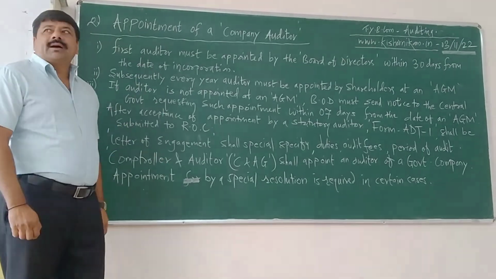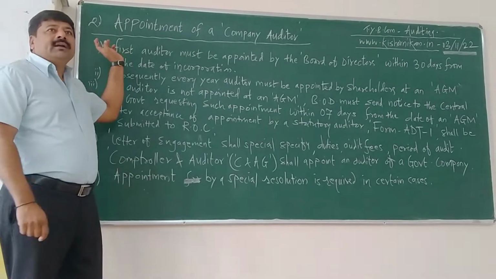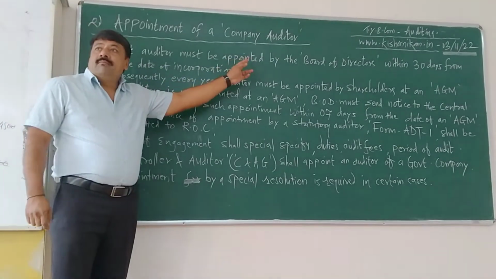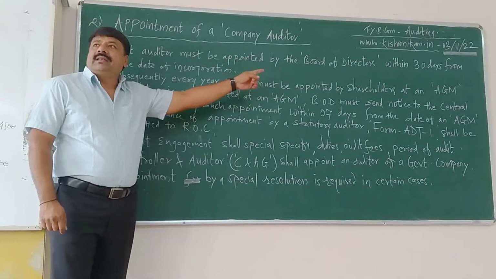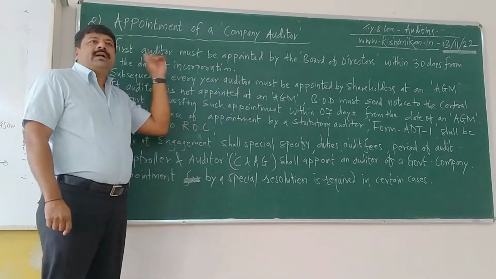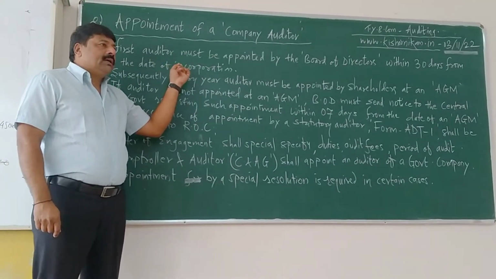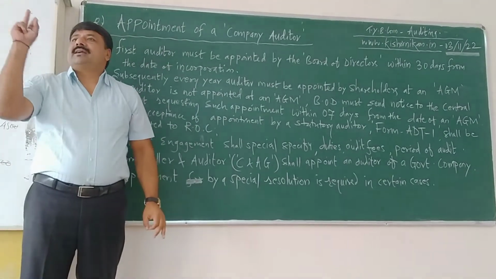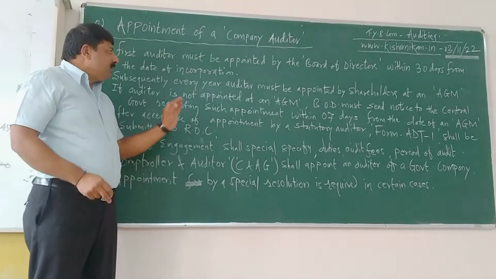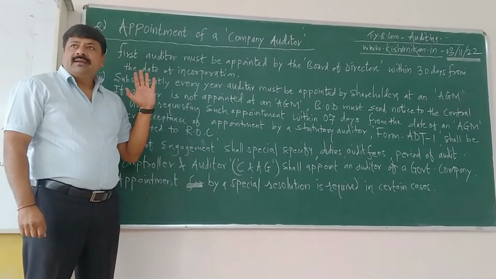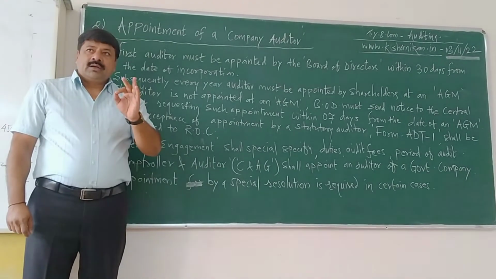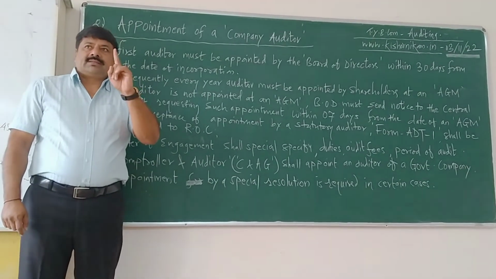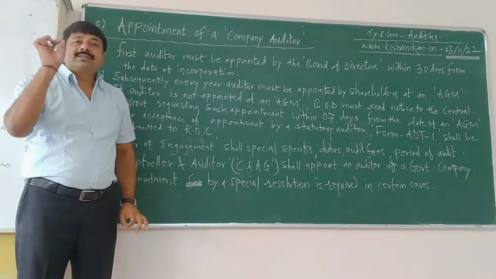Now, who will appoint the company auditor? Number one, the first auditor must be appointed by the board of directors within 30 days from the date of incorporation. The date of incorporation is written in the certificate of incorporation, COI. The board of directors will appoint an auditor only once, that is, for the first time.